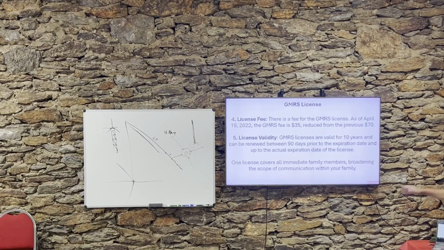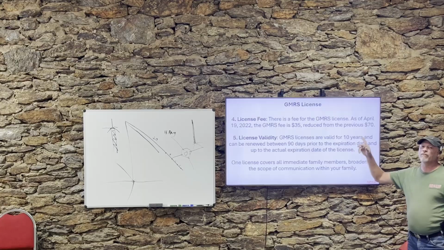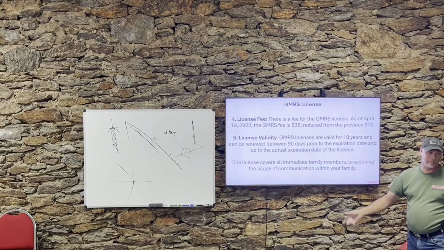Right. So with the GMRS, you've got 90 days before it expires to renew it. If not, you have to pay them again. Okay.